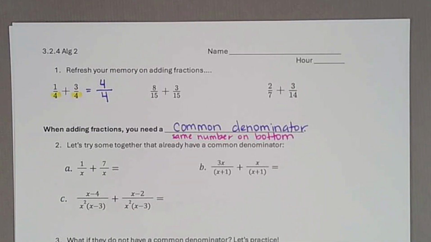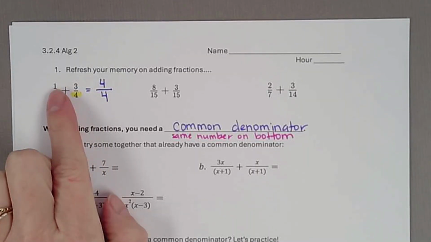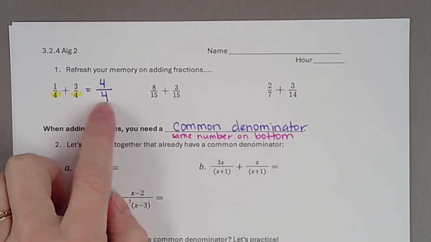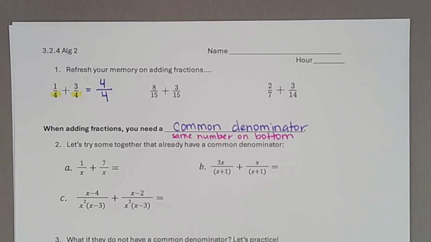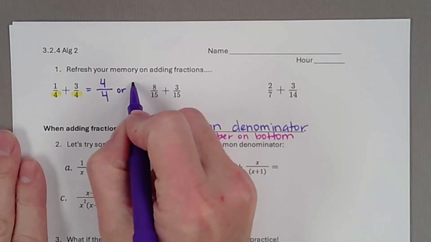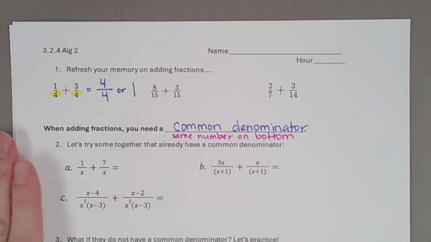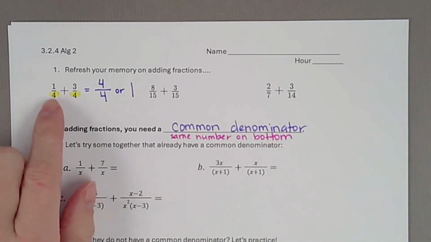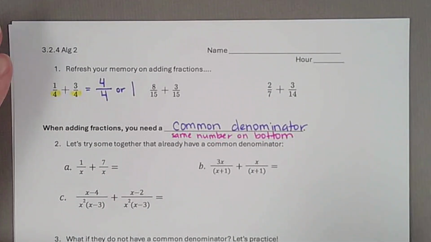The most important part here is that we know that we need a common denominator, and then we can also know that we need to add the tops together and the bottom stays the same. So if you want to change this into a number 1, that's fine, because 4 divided by 4 makes a 1. But if you said 4 over 4, you notice the common denominator.